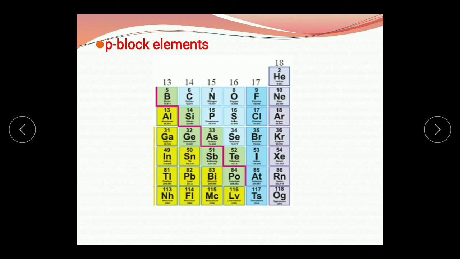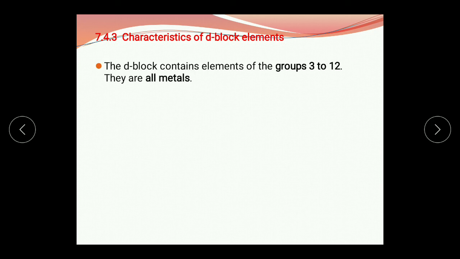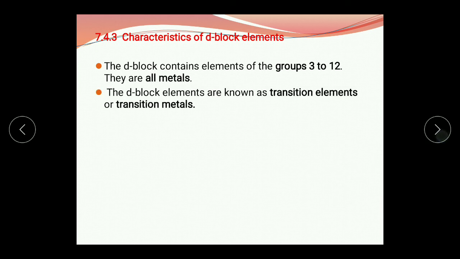Now, the next block, that is D block. We'll see the characteristics of D block elements. Where is D block? D block is at the center. It has the groups from 3 to 12. And all the elements of D block are also metals. What are they called? These elements are known as transition elements. As they are metals, they are also known as transition metals.